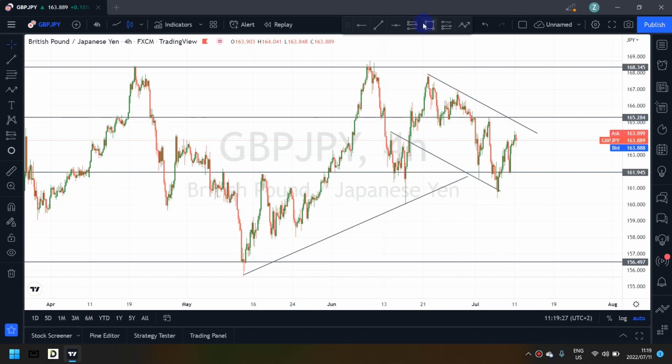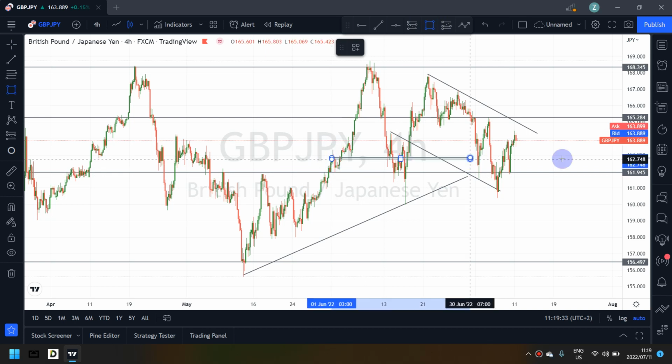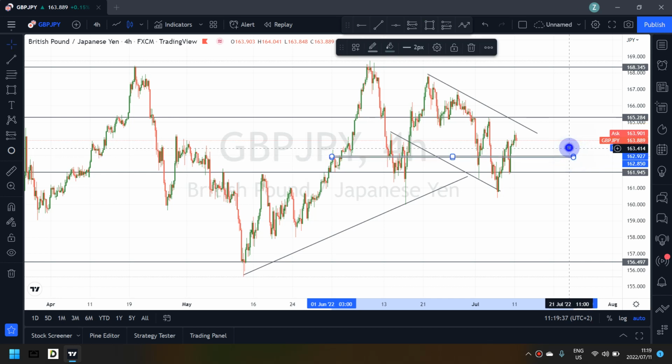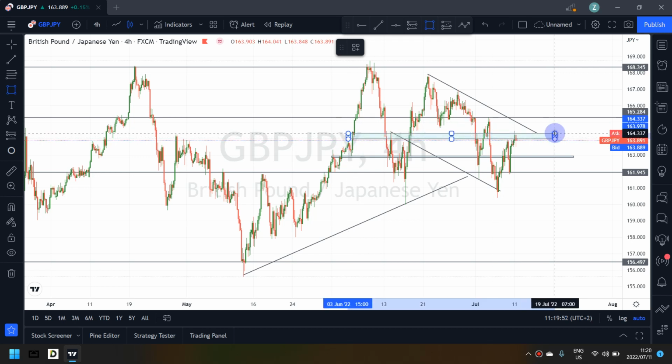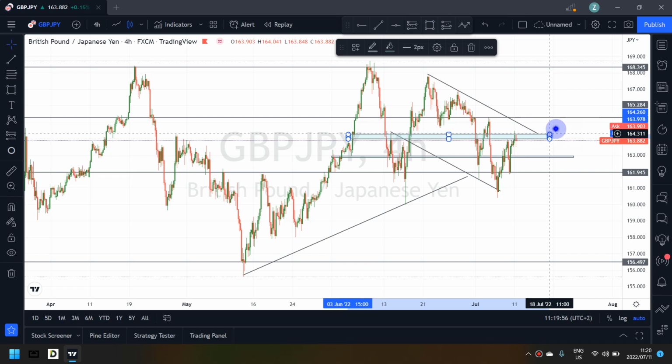So moving on, the next thing I do is to cater for my support and resistance levels. So this is my support zone, right? This is my support zone, and catering for another zone would be this zone here. This would be the zone that I cater for.